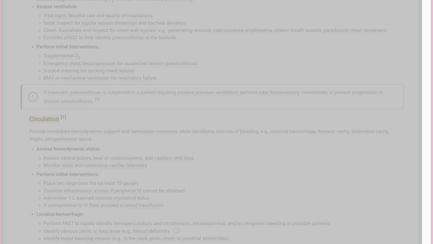Treat hemorrhagic shock. Administer emergency transfusion with universal donor blood products, for example type O blood, if required.